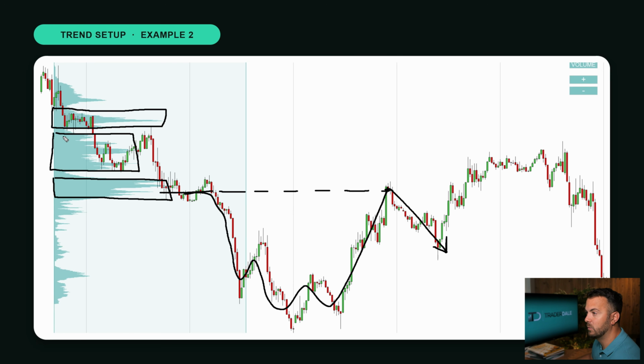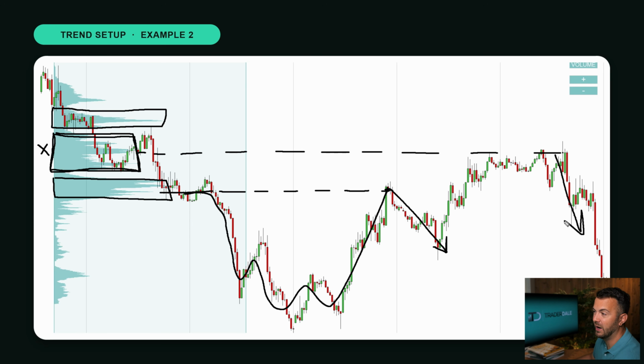Now, about the second one, this one. This is a volume cluster which I would skip. I wouldn't trade this because it's just too wide. As you can see, in the end, the price does make a nice reaction to it, but it would be hard for me to place the short trade entry there. So I would skip this one.